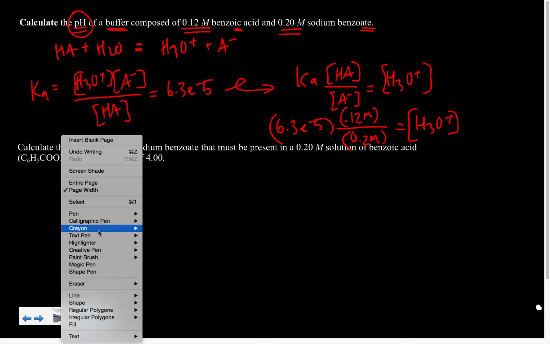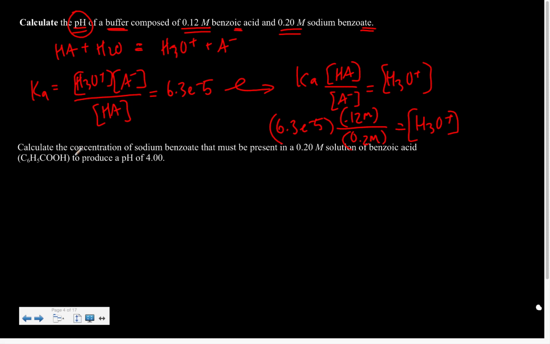Okay, next up. We want to calculate the concentration of sodium benzoate. So which form is sodium benzoate? That's my A minus. That must be present in a 0.2 molar solution of benzoic acid to produce a pH of 4. So if I know that I have a pH of 4, that means 10 to the negative 4 is the molarity of my hydronium ion. So I know that on the front end. I also know the concentration of this. I also know my pKa.